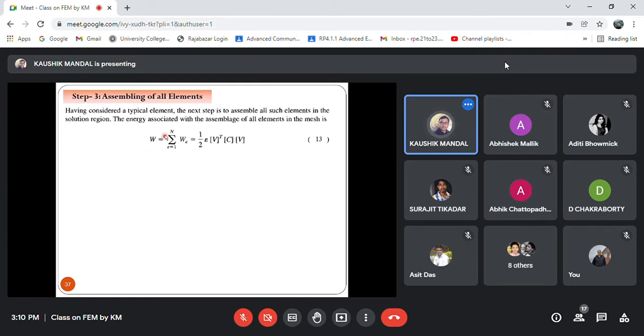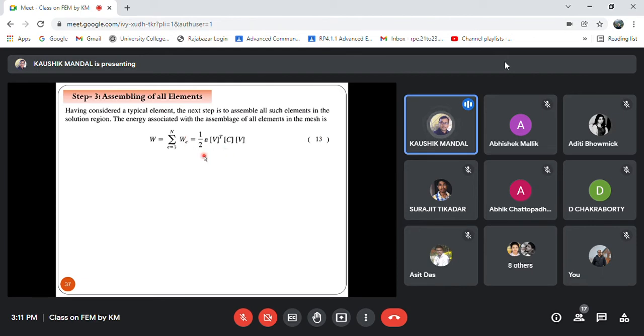Now you see, if you have to find out the energy of the entire solution region, that means you have to apply the summation on the previous equation of WE. WE is the energy of a particular element. If you want to find out the total energy of the given solution boundary, you have to apply the summation over E equal to 1 to n, where n is representing the total number of elements. E equal to 1 to n, summation of WE.